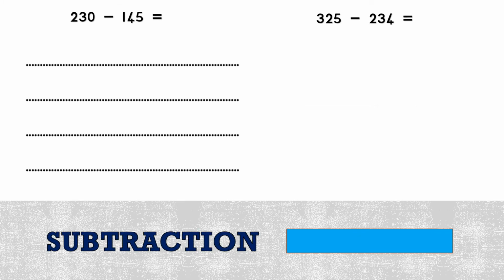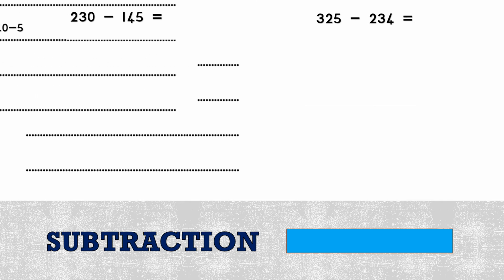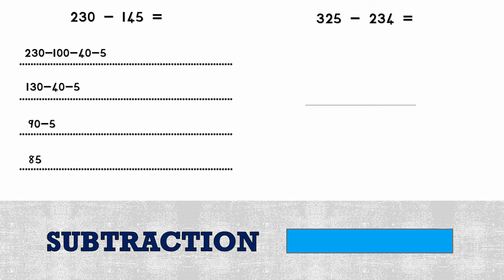So we have two number sentences, 230 minus 145, and question number 2 is 325 minus 234. So let's first have a look at 230 minus 145. This we will do like we did option 1. So the first one, 230, stays the same. Then we break 145 up into hundreds, tens, and units, where we get 100 minus 40 minus 5.